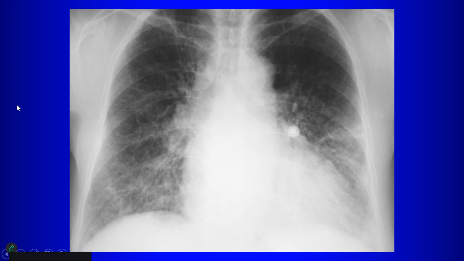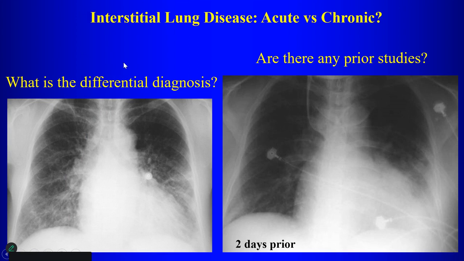So if we start with this chest radiograph, right, so we have increased interstitial opacities, and they're mostly at the lung bases in this particular case. So first question to ask here, is it acute or chronic? How do we tell? Well, it helps if you have prior studies. So we have a prior study 2 days ago, and we don't have those interstitial changes. So then we're talking about, in this case, acute interstitial disease.